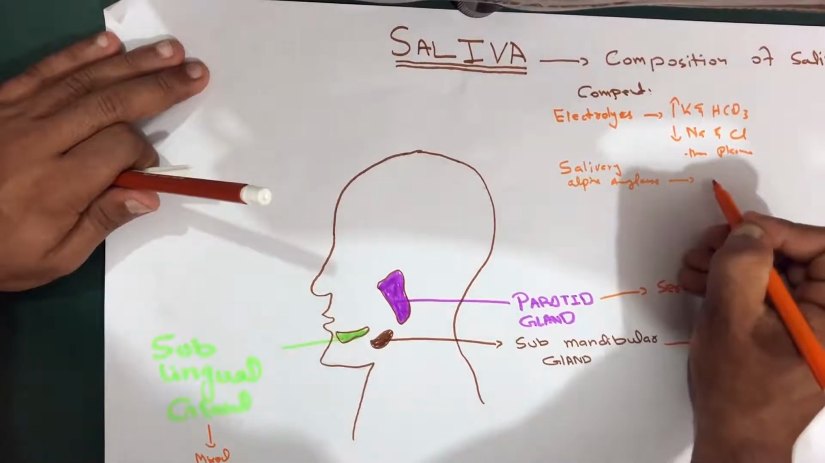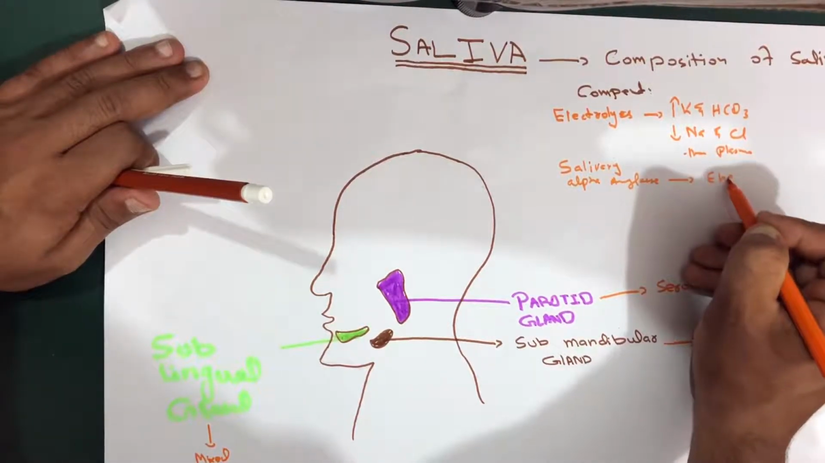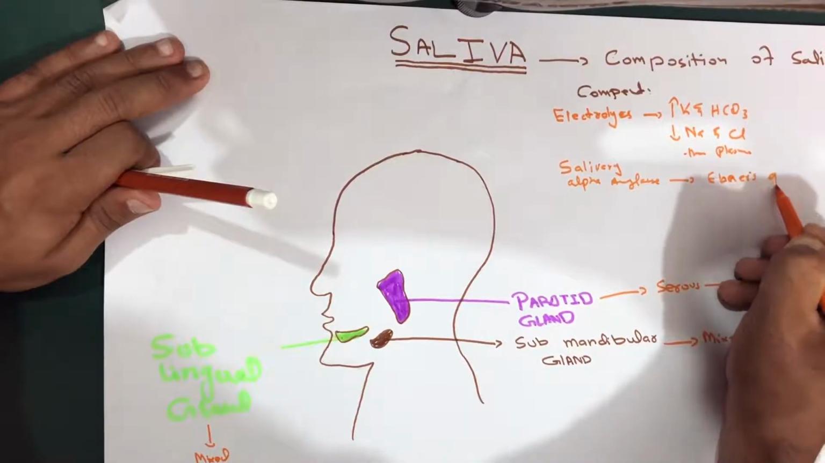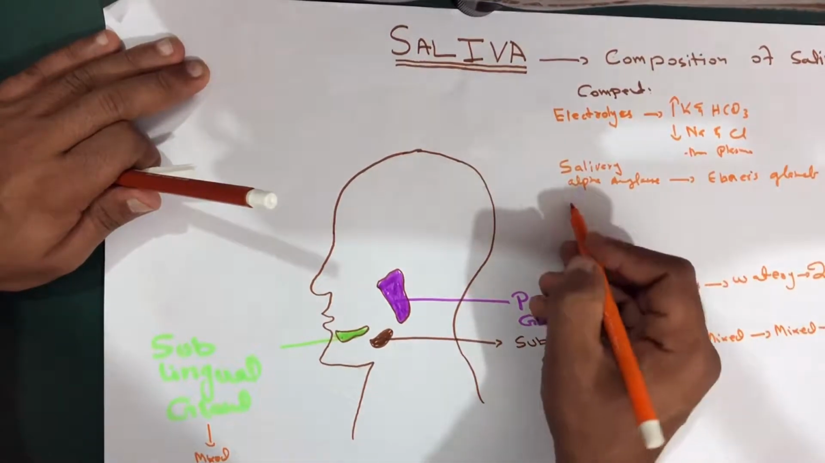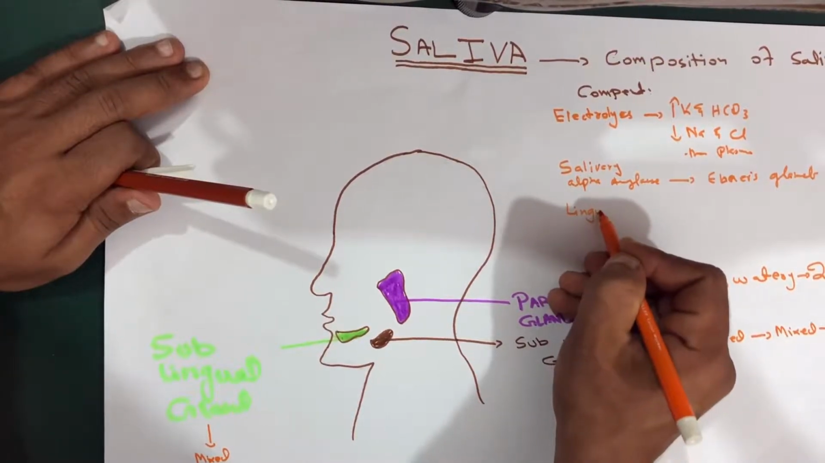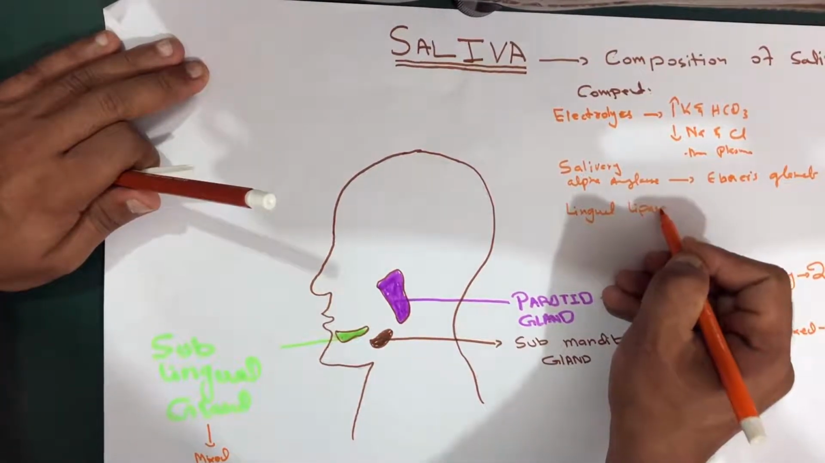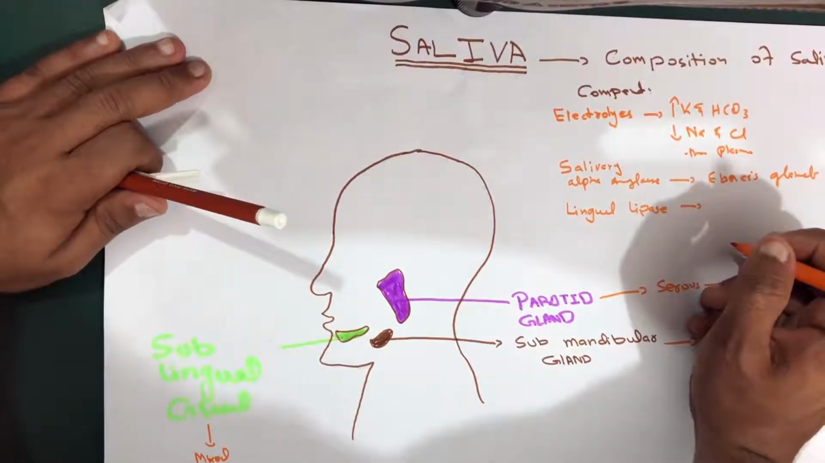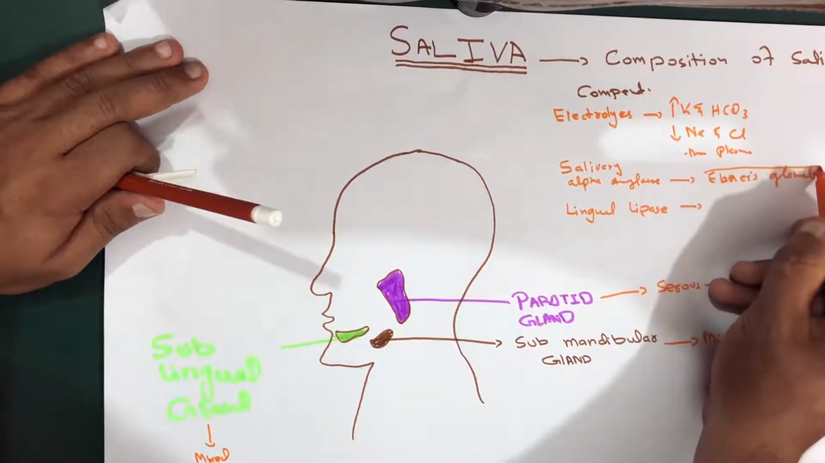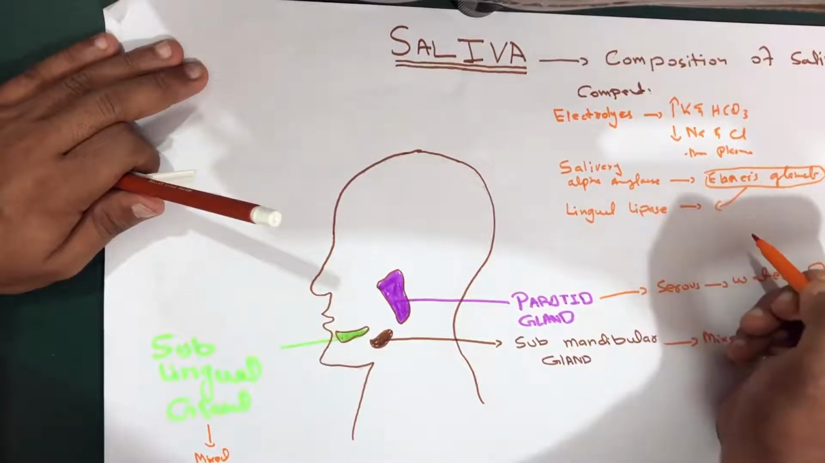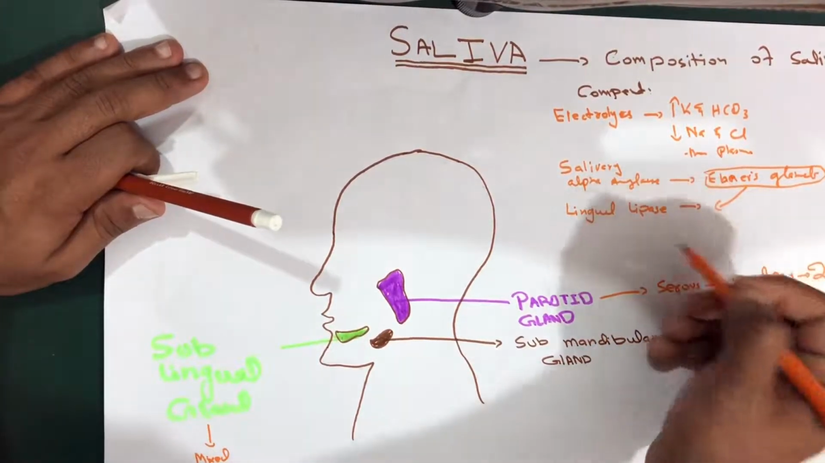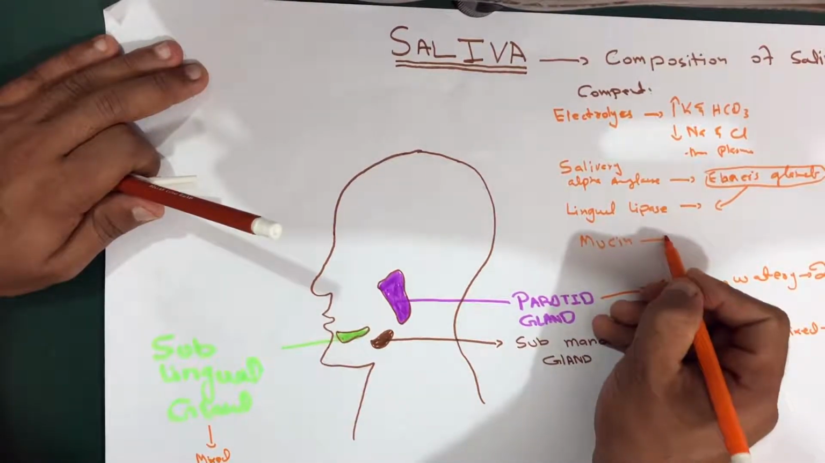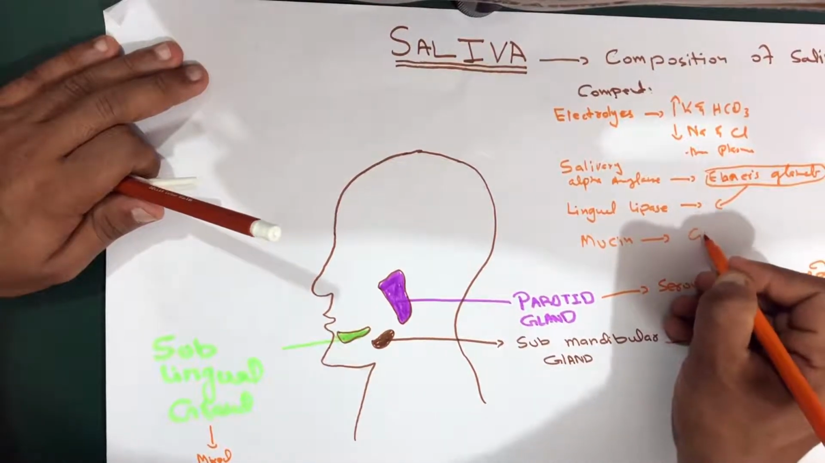The third component is the lingual lipase, which is secreted by the Ebner's glands. I'm sorry, salivary alpha amylase is not secreted by the Ebner's glands. Lingual lipase is secreted by this one, what we call the Ebner's gland. Another structure we have is the mucin, and the mucin is actually a glycoprotein.